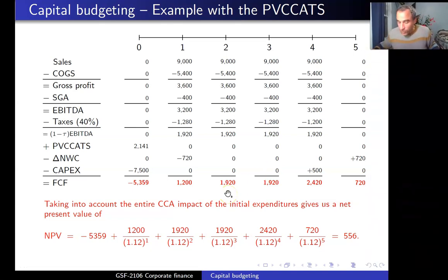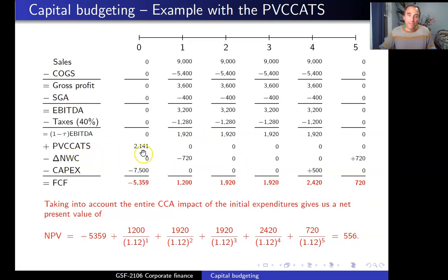Now, what happens when we compute the net present value of this project when taking into account the full present value of the CCA tax shield? So we have removed the CCA depreciation from the unlevered net income. So now instead of computing EBIT, we have computed EBITDA. So before not only interest and taxes, but also before depreciation and amortization.